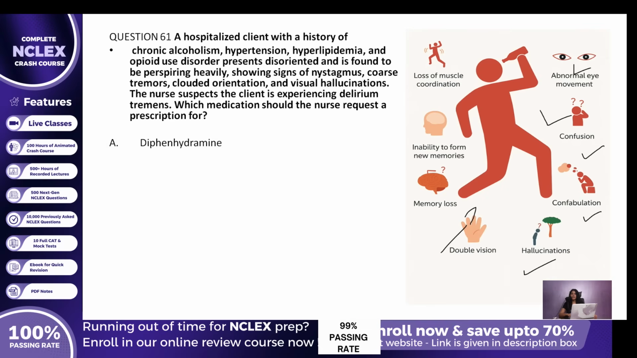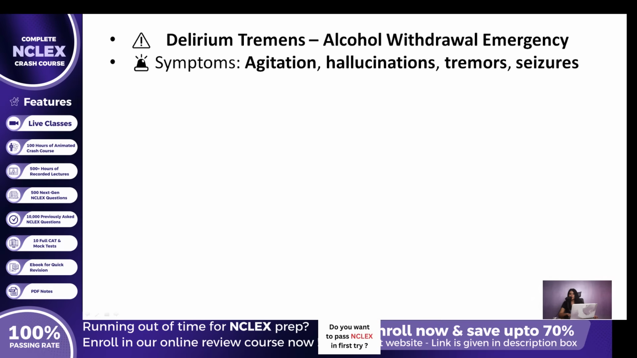The options are A. Diphenhydramine, B. Diazepam, C. Phenytoin, D. Clozapine. The correct answer is option B. Diazepam. These symptoms reflect delirium tremens, a severe and life-threatening form of alcohol withdrawal.